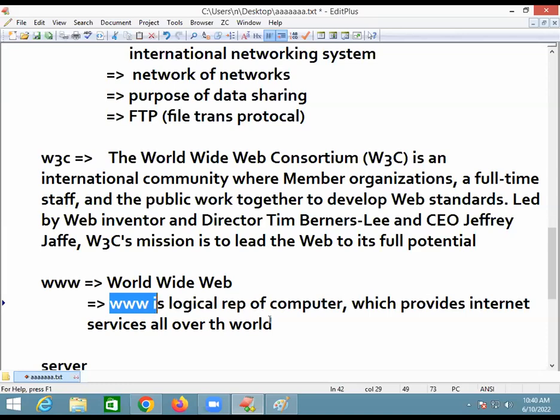Maybe for us, we don't have any problems, sir, because we are technical students. But for non-technical persons, complications will compulsorily come. Then only the IP address is masked. The IP address is masked with a logical representation that is called www. Where is this, sir?